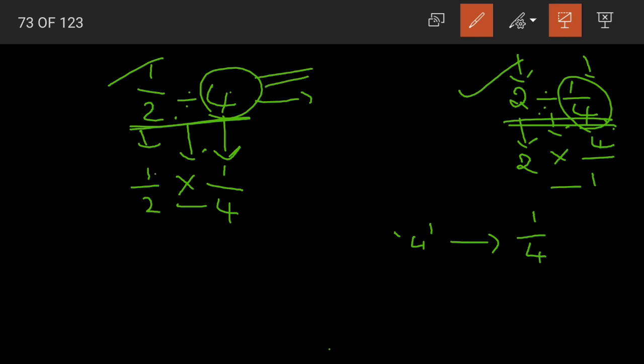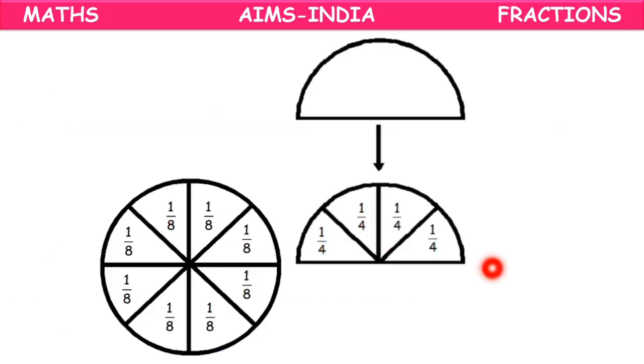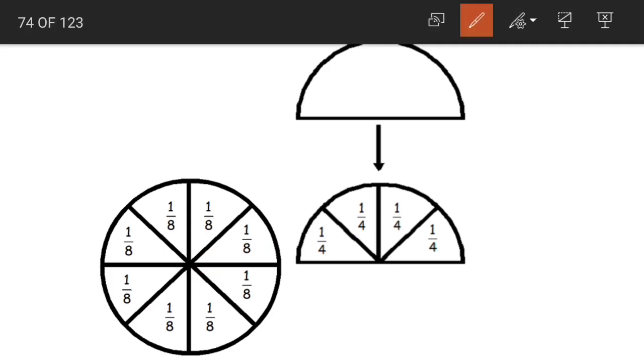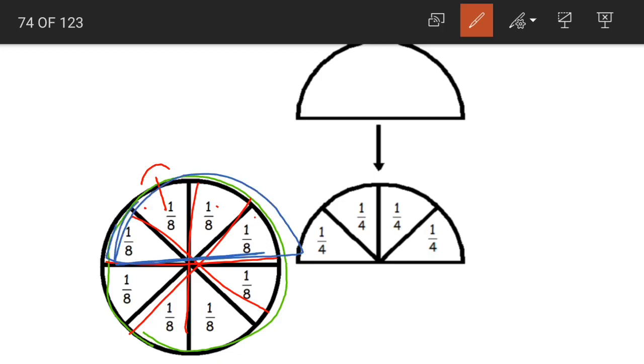Yes. Now again here 1 by 2 into 1 by 4 is nothing but 1 into 1, 2 into 4, that is equal to 1 by 8, our answer. Now what was this? This was a division of a fraction by a whole number. Yes, see, if you look at the whole of the watermelon, if we divide it like this, each part here represents 1 by 8. From this we are taking how much? We are taking only half of the watermelon.